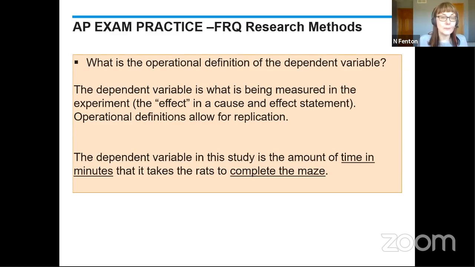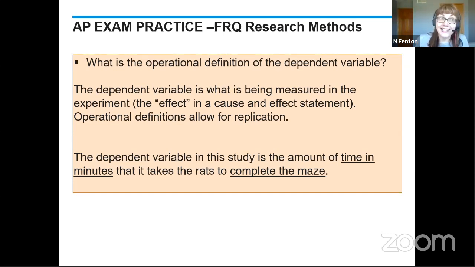You have to be really specific. How long does it take in minutes, in seconds? I guess hours if it's a really, really long rat maze. But the dependent variable is the effect in a cause and effect statement. If you have a hypothesis and you say, if this, then that, that's what follows the then. So if you had a hypothesis, if you drink Red Bull, then you will dance better. Dancing better would be the dependent variable.